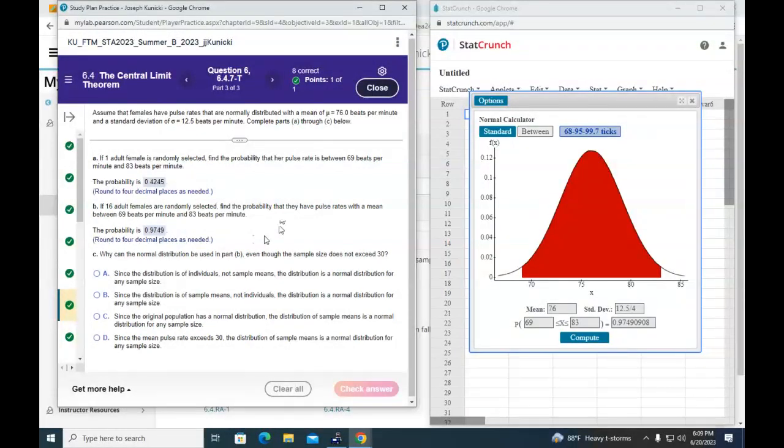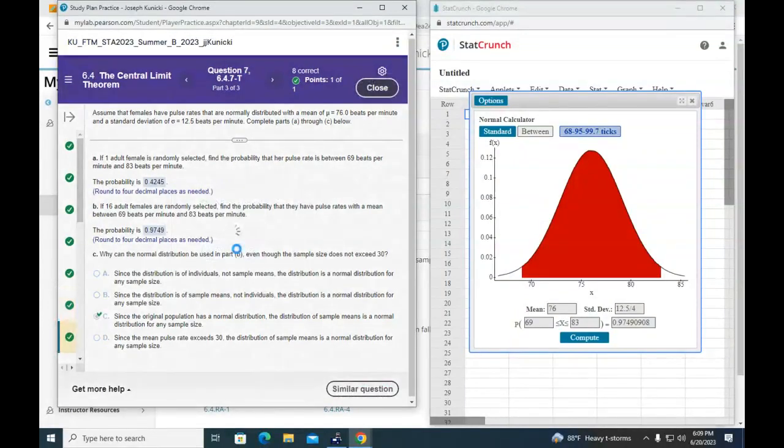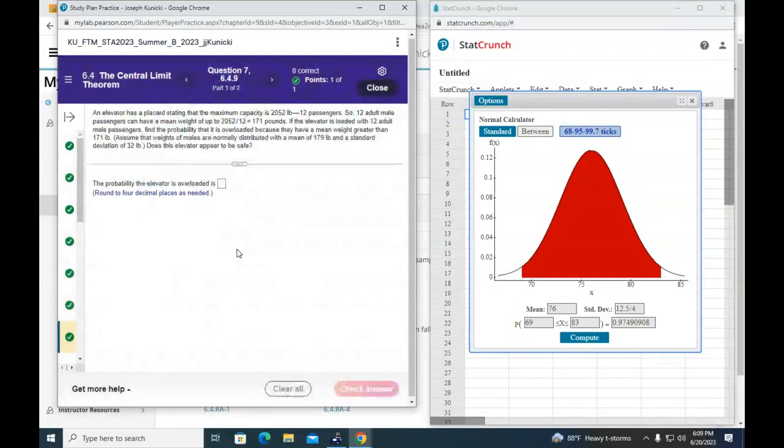Why can the normal distribution be used? Because they're normally distributed. Look for that right away. It's the original population. All right. Last one on this. Okay.